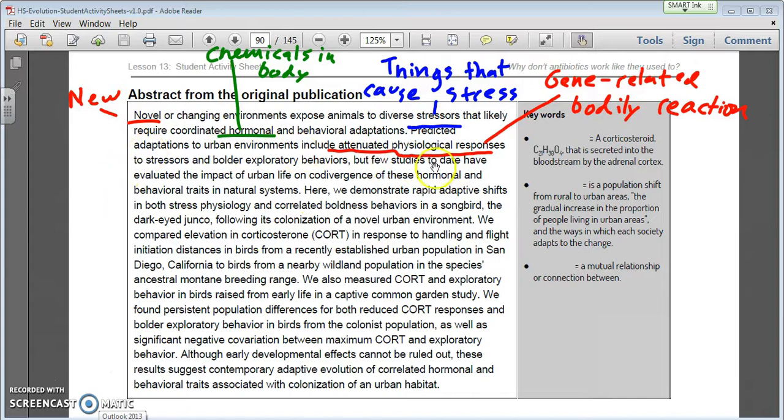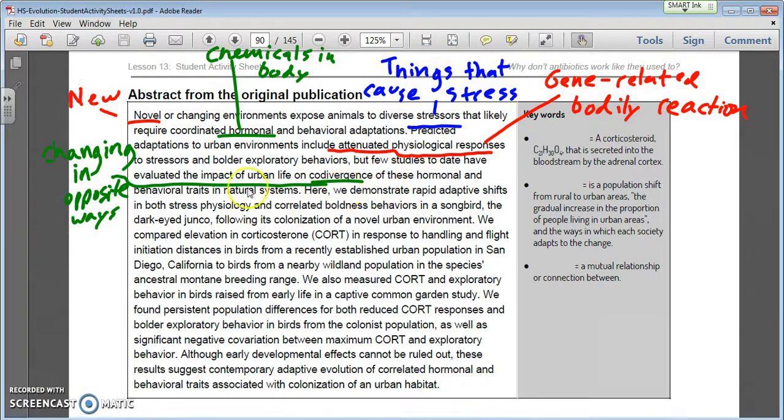Let's continue here. "But few studies to date have evaluated the impact of urban life on co-divergence of these hormonal and behavioral traits in natural systems." So co-divergence means changing in opposite ways. "Here, we demonstrate rapid adaptive shifts in both stress physiology and correlated boldness behaviors in a songbird, the dark-eyed junco, following its colonization of a novel urban environment." There's nothing too difficult about that sentence.